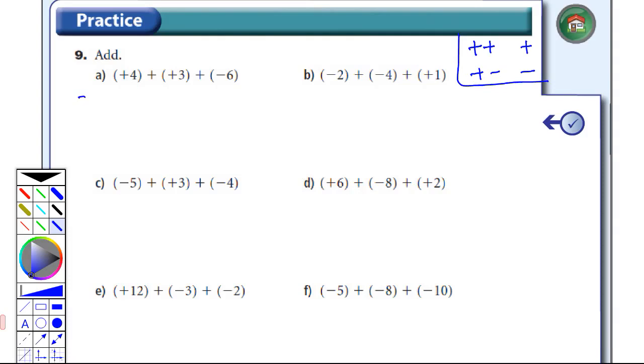So I'm going to rewrite all of these. So plus 4, and we have a plus plus, so that'll be plus 3. We have a plus minus, so that'll be minus 6. So 4 plus 3 is 7, minus 6 is 1.